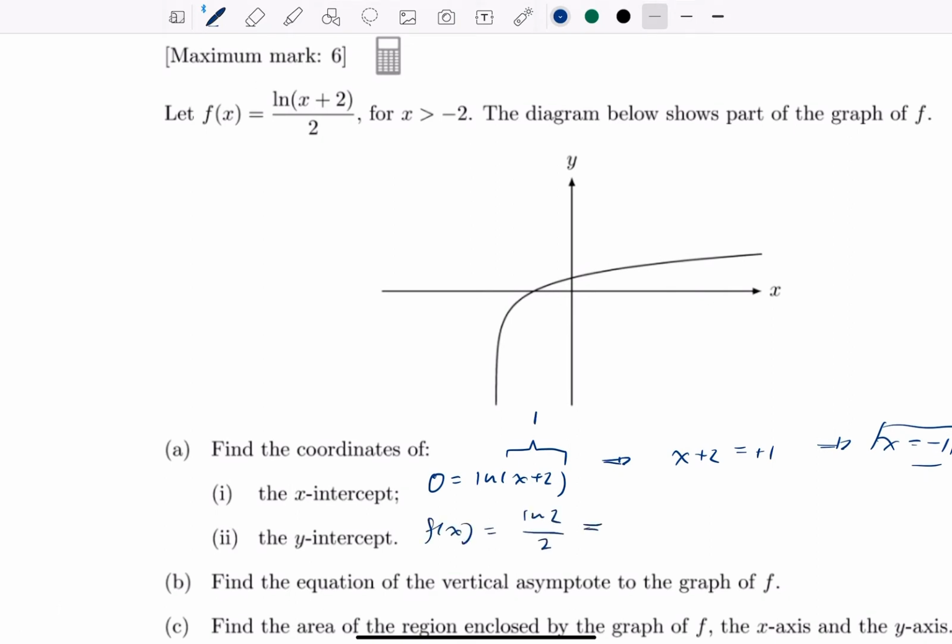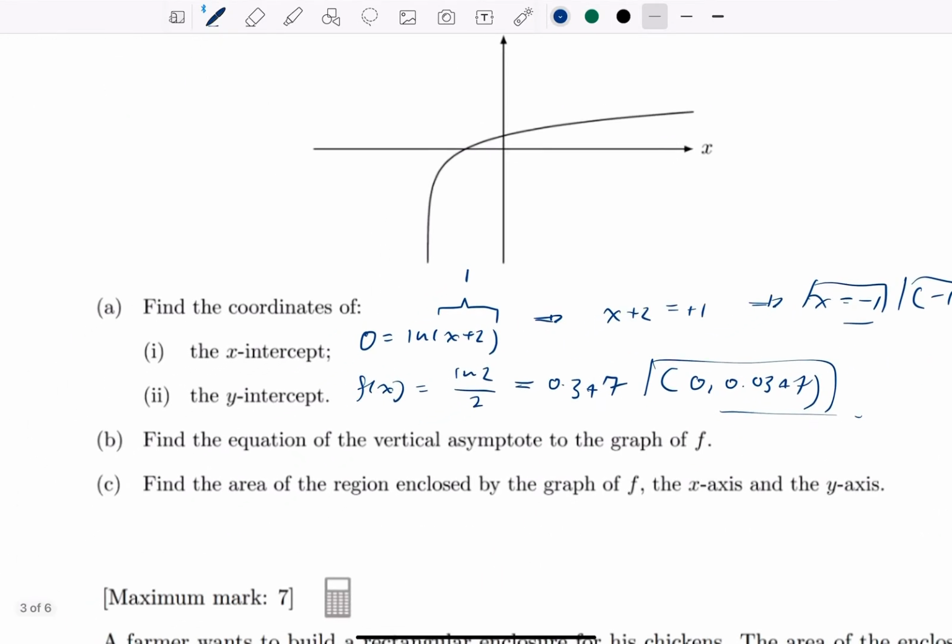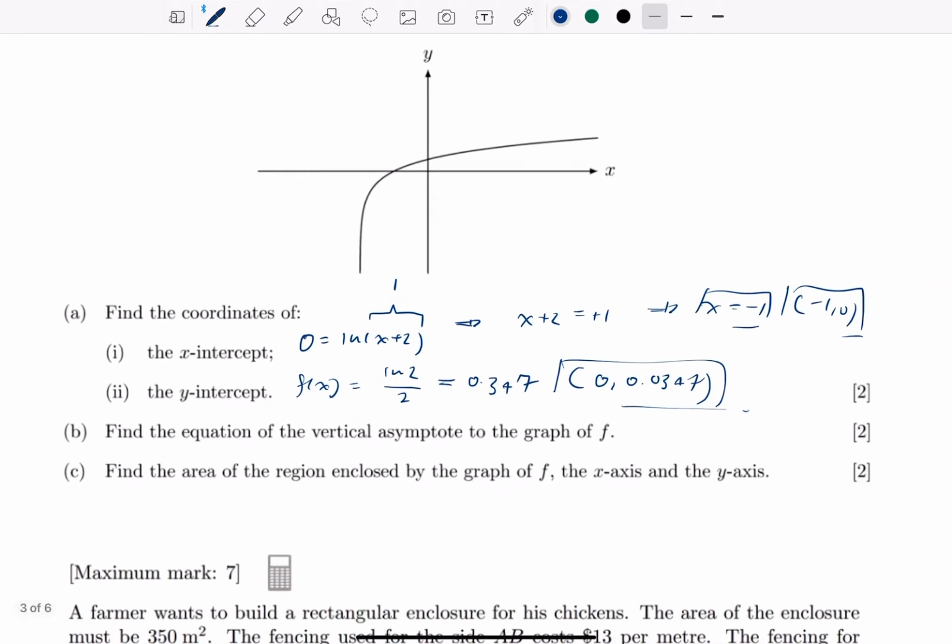And as a decimal, if I plug this in real quick, ln 2, we get 0.347. So our y-intercept is 0.0347. Kaboom. Now find the equation of the vertical asymptote of the graph of f.